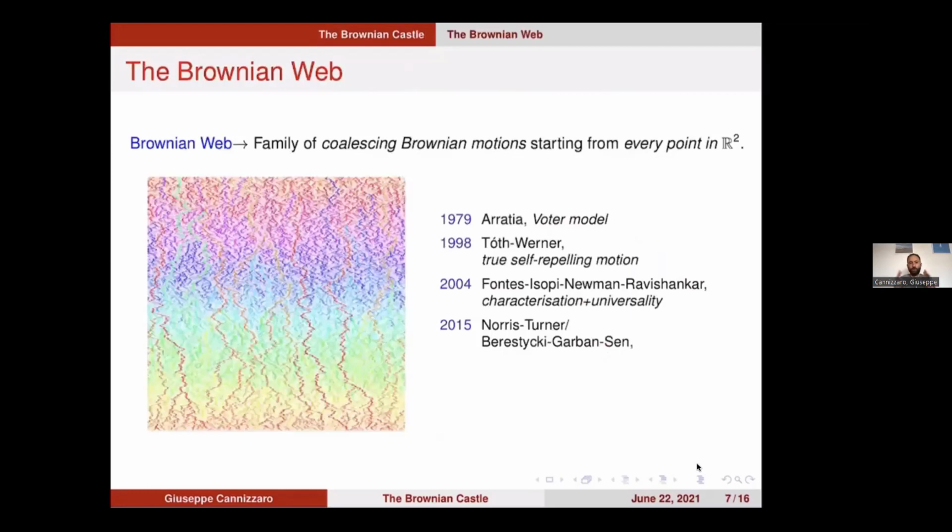Okay, so the Brownian web has been mentioned various times, in particular in the previous talks, but also in Sandra's talk. This is an object that has a long history, and here what you see is another simulation, still made by Martin, and the colors are chosen in such a way that the paths that survive the longest have stronger colors.